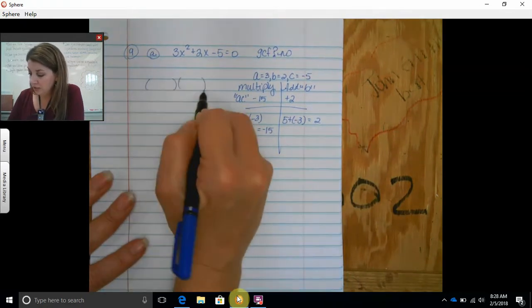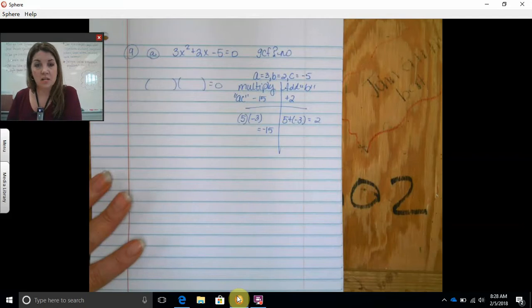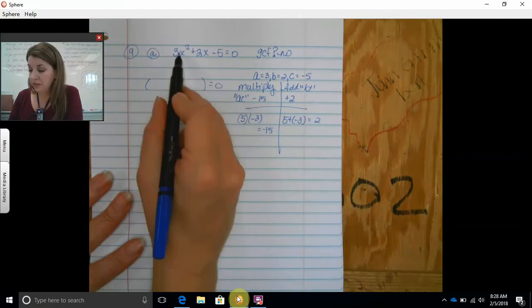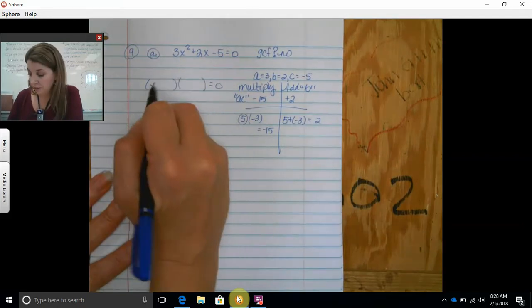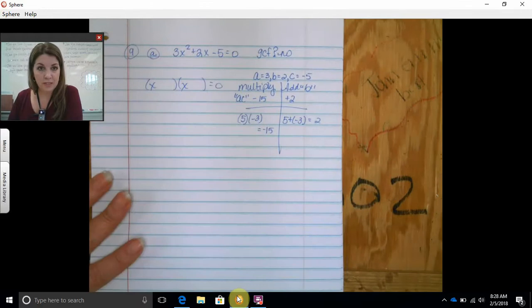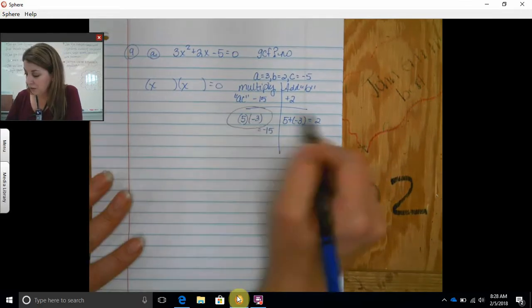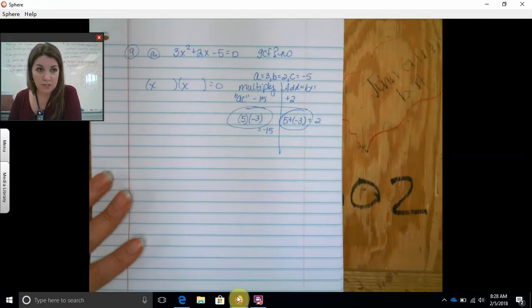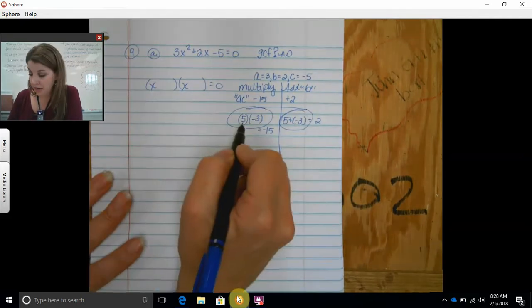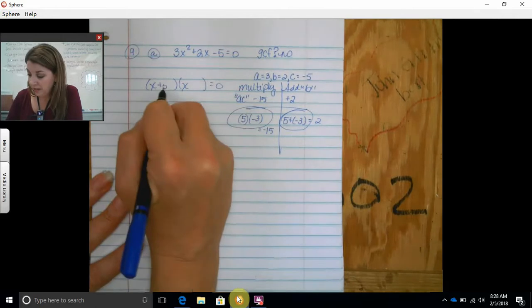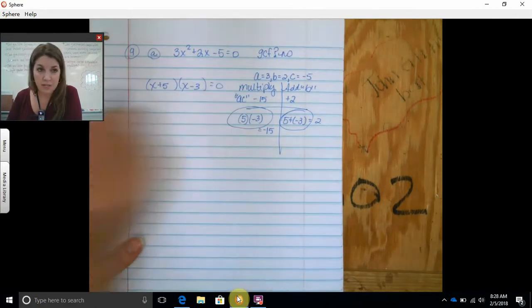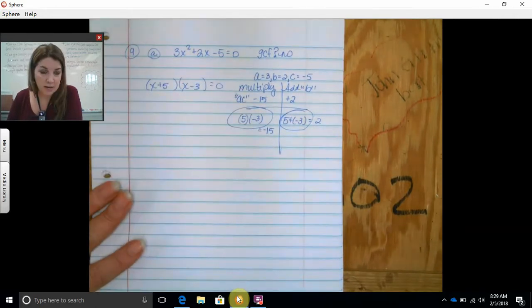So I'll make 2 sets of parentheses. My first term in each set, whatever variable they use, that's what I'm going to put as my first term. Okay? The second term in each set comes from the T-chart. Whatever those two numbers that worked on both sides, that's what I use. And make sure the signs are correct. I have a +5 and a -3. Are those my factors? Not yet. What have I not done?